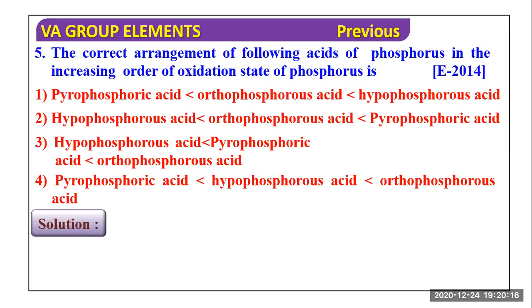So the structural formula is this: in hypophosphorus acid the oxidation state of phosphorus is +1, here the oxidation state is +3, and here the oxidation state is +5. So hypophosphorus acid is less than orthophosphoric acid, which is less than pyrophosphoric acid. So option 2 is the correct answer.